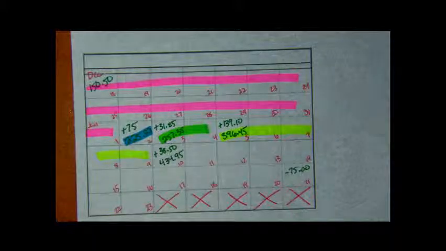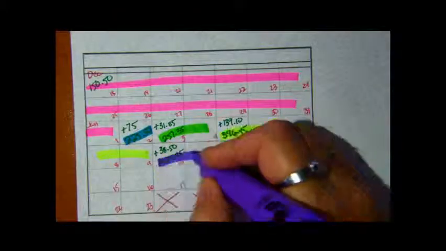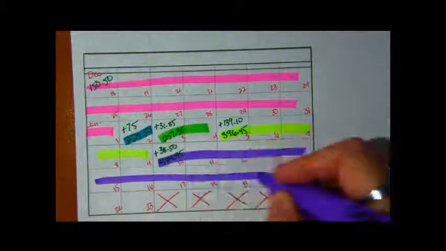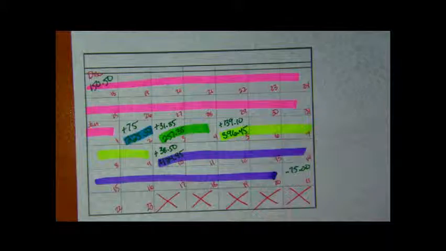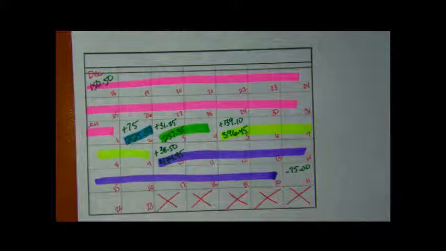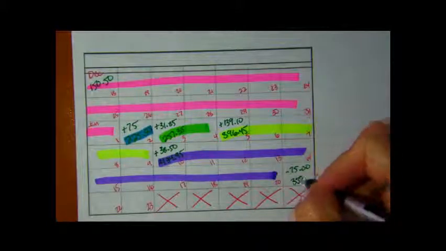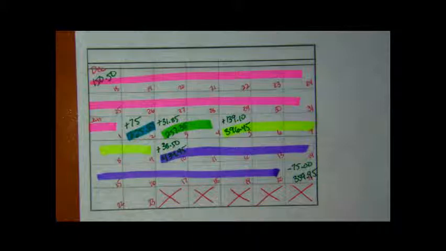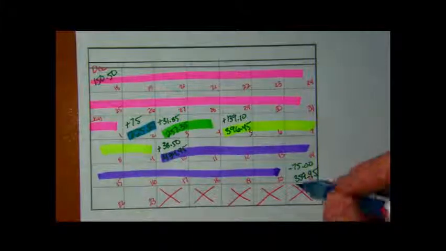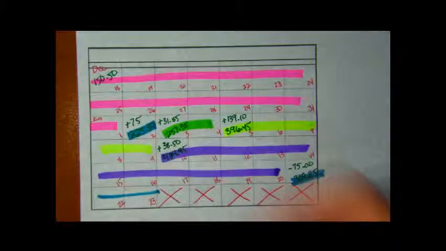And now I have to go hunt for more colors. Up to here. And then she pays 75, so I subtract the 75. And that puts her at 359.95. And she's 359.95 for these 3 days.